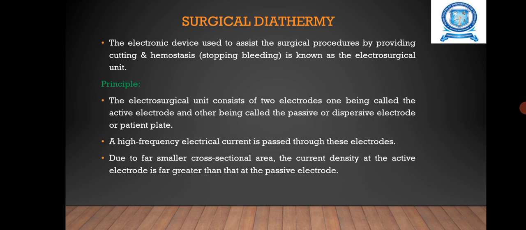Principle. The electrosurgical unit consists of two electrodes, one called the active electrode and the other called the passive or dispersive electrode, or patient plate. A high frequency electric current is passed through the electrode. Due to its far smaller cross-sectional area, the current density at the active electrode is far greater than at the passive electrode. As a result, the tissue underneath the active electrode is heated up to destruction.